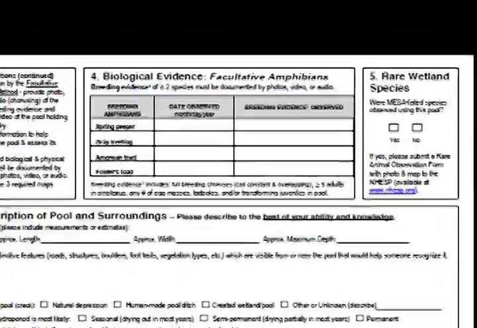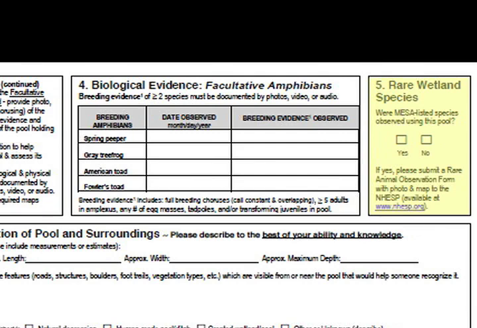Box 5 provides an opportunity to report any rare or endangered species you may have found. A full list of these species can be found on Natural Heritage's website at www.nhesp.org. Remember, 3 of the obligate salamander species, the Jefferson salamander, the marbled salamander, and the blue spotted salamander, are listed as either threatened or of special concern.